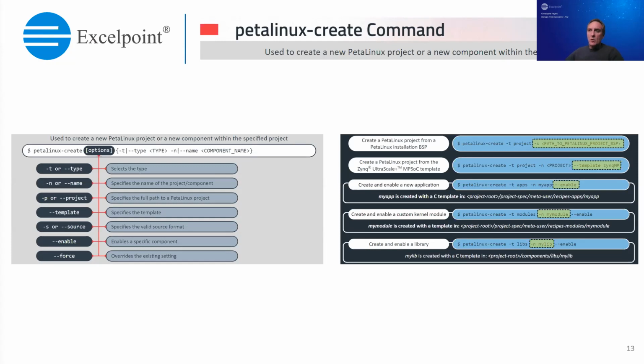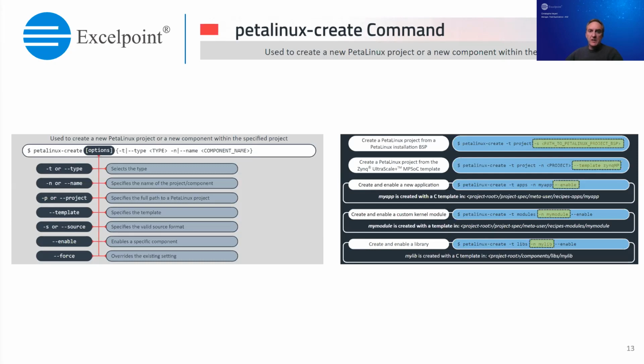The -t or --type option selects type, which can be a Petalinux project, a Linux user application, or a Linux user module. The -n or --name option specifies the name of the project or component. The -p or --project option specifies the full path to a Petalinux project. This option is not used for project creation as the working directory is taken by default.